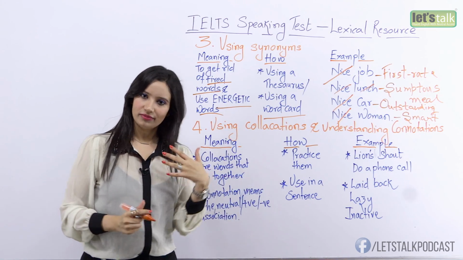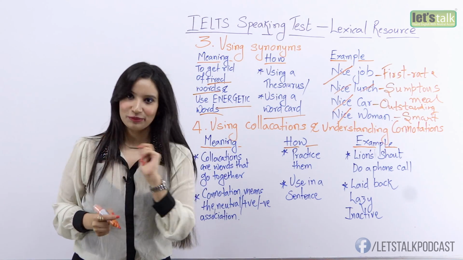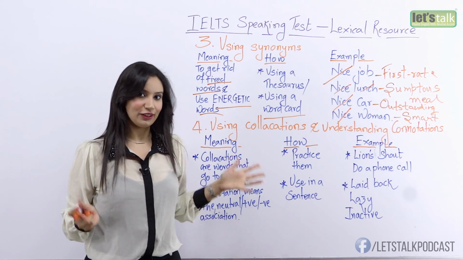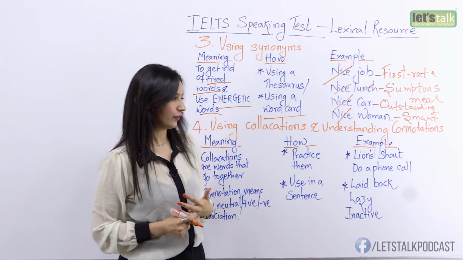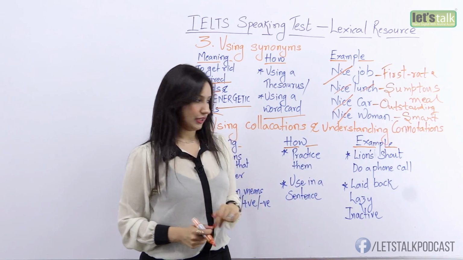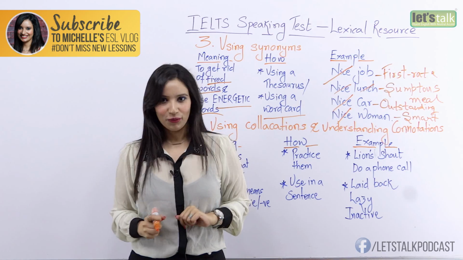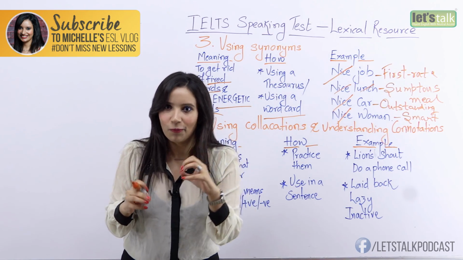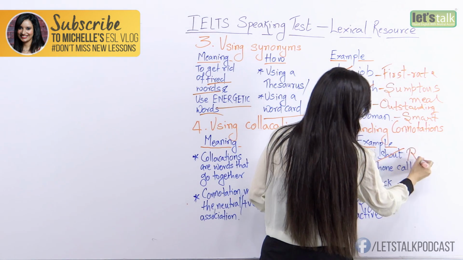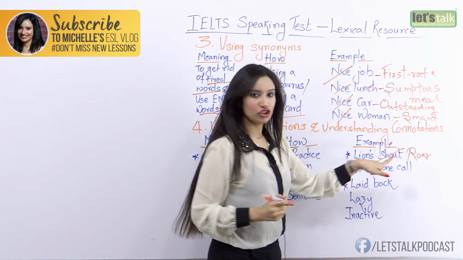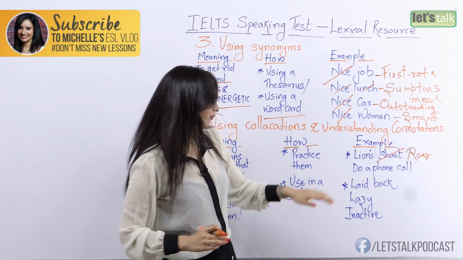How do you learn them? I suggest that you practice more and more, and it'll be awesome if you can watch our videos on collocations. We've done so many of them for you. You'll definitely improve your vocabulary through that. An example would be, lions shout. Do lions shout? No. What do they do? Whoa. What is that called? Roar. So you could say lions roar. If you use shout, that shows that you do not have a very good vocabulary.